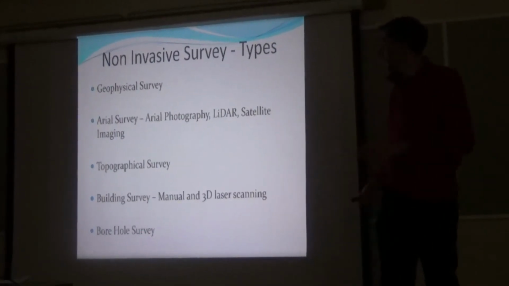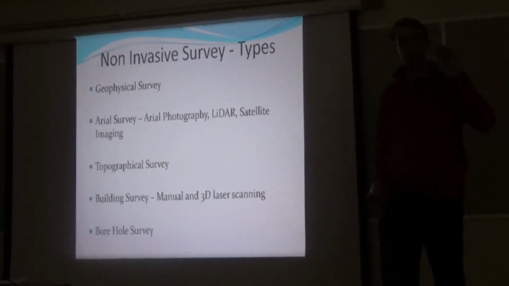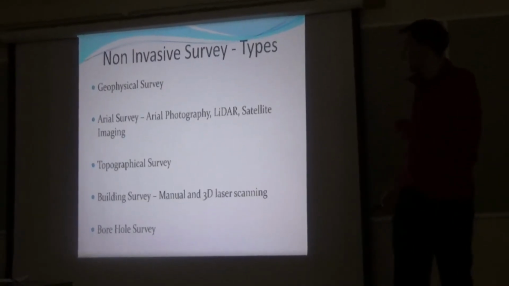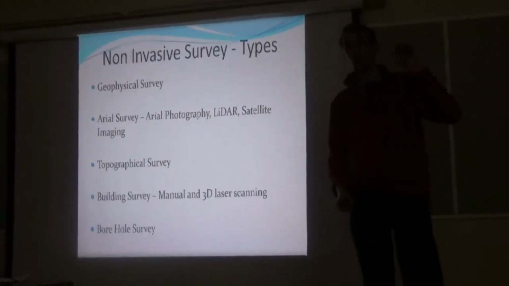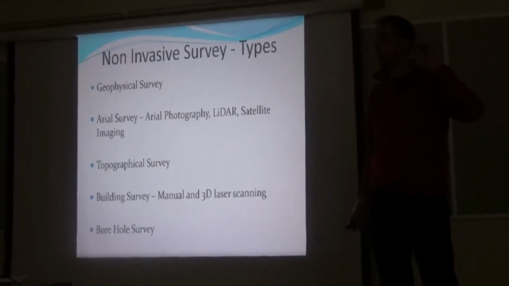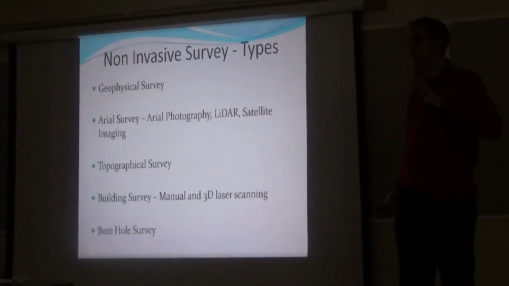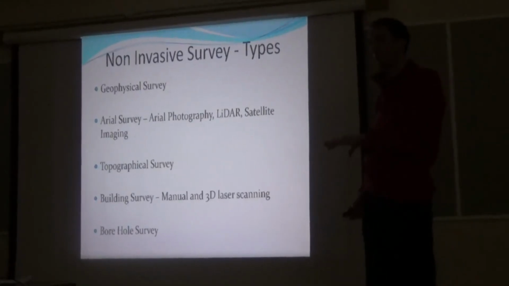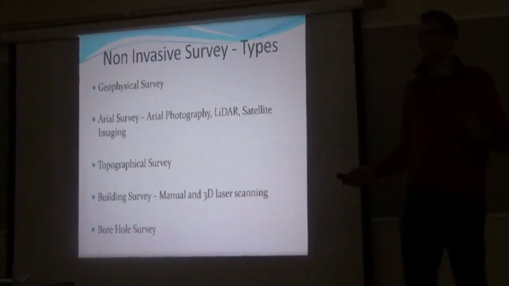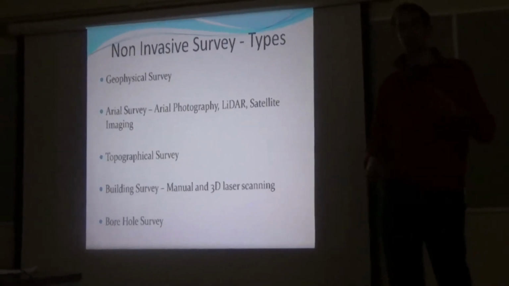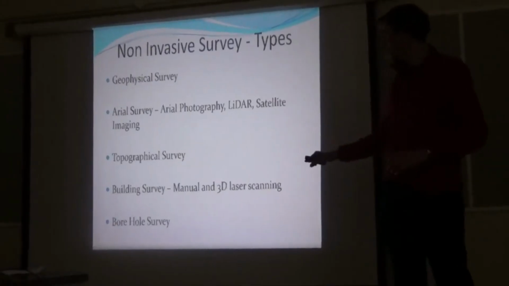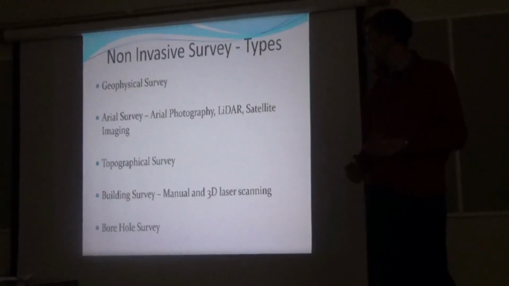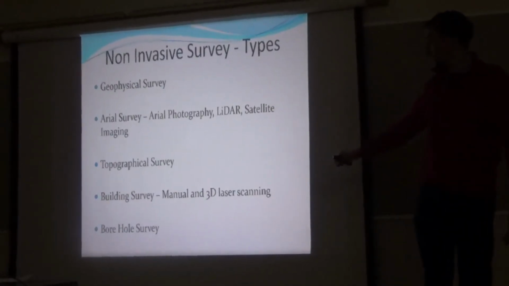You can use aerial survey, so aerial photography, so taking photographs with aircraft, something called LiDAR, which we're going to talk about a bit, and satellite imagery, so that might be like you see on Google Earth, but also thermal imaging, infrared spectrum imaging using satellites. Also topographical survey, so this might be where somebody walks across a landscape and looks at the landscape features. Doing building survey, so this is manual, so physically going out with a tape and measuring things and taking photographs. And also 3D laser scanning, which we'll talk about.